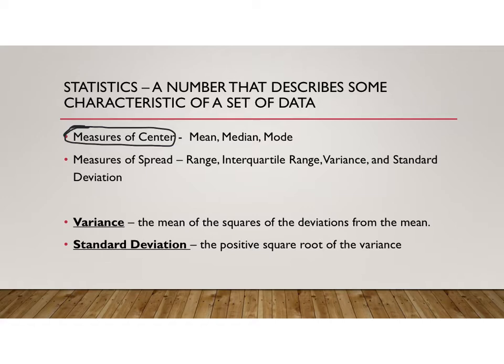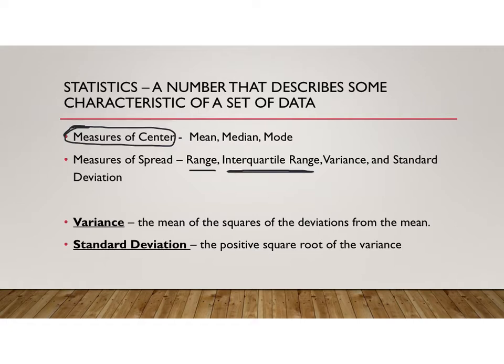Measures of spread are range, which is the maximum minus the minimum; interquartile range, which is your third quartile minus your first quartile; and then the two we're going to talk about in more detail, the variance and the standard deviation.